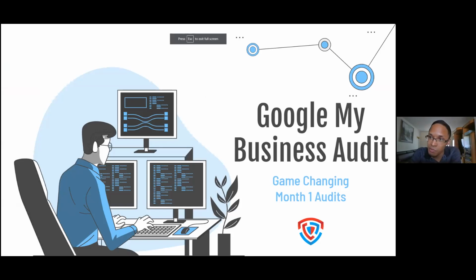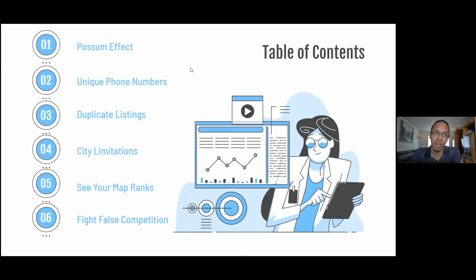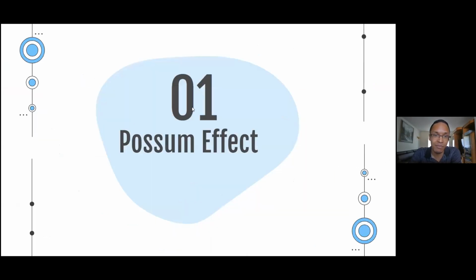And welcome to the Google My Business audit. We're going to go over the following: the Possum Effect, unique phone numbers, duplicate listings, city limitations, how to see map ranks, and fighting false competition. This one's going to be the big one. So first, the Possum Effect.